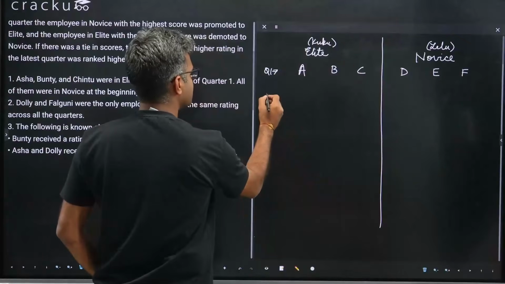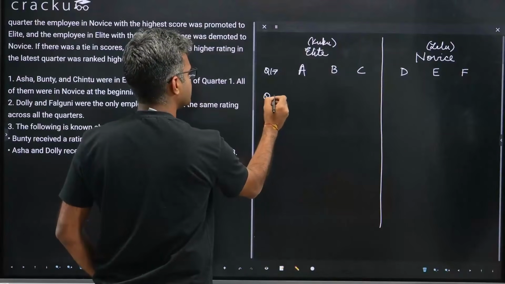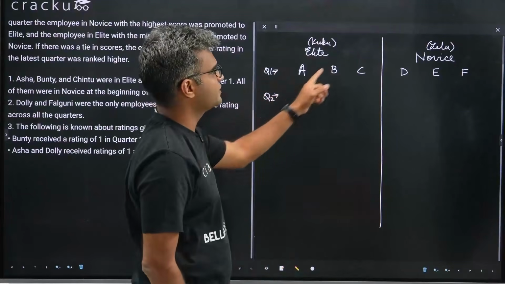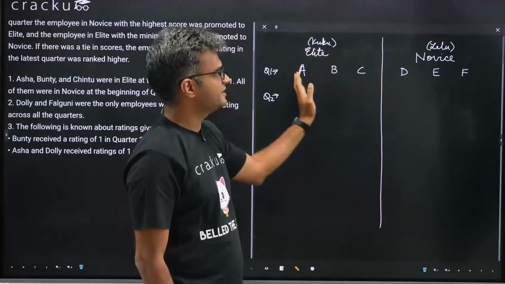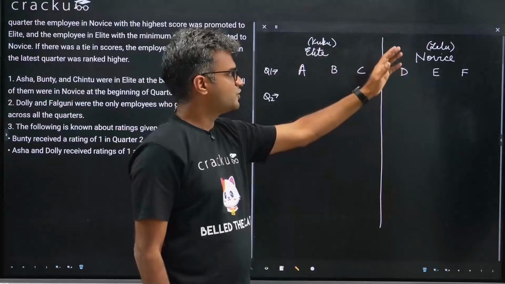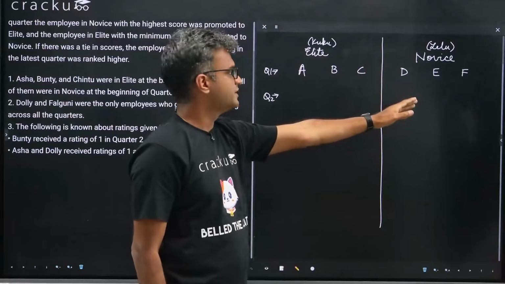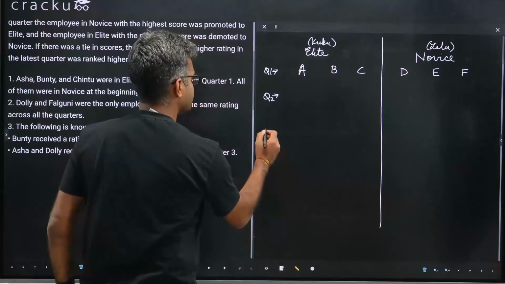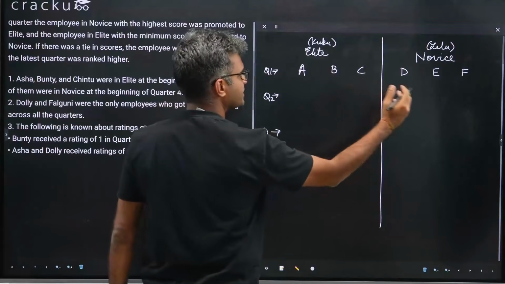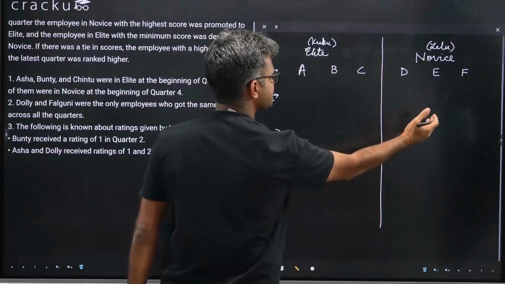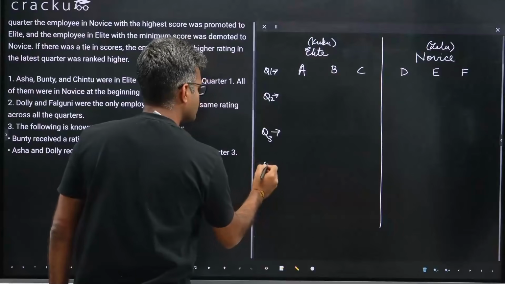Then something happened in quarter 1. At the end of quarter 1, one of the guys from elite goes to Novice. He is demoted. Whoever performed the worst amongst these 3 goes to Novice group. And whoever performed very well in that group comes to elite group. Then we get Q3. The same thing happens. One of these guys is demoted to here. And one of these guys is promoted here. And then we have Q4.